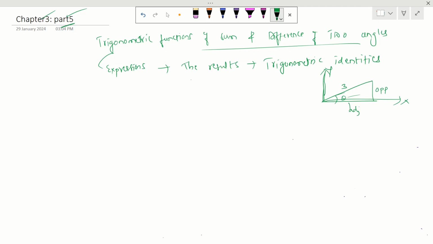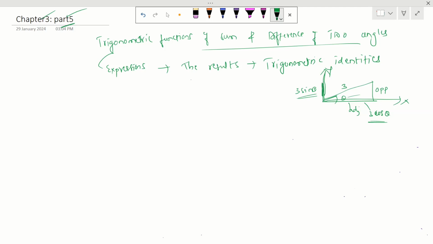So we are resolving it in two different directions. The y axis becomes 3 sine theta, and the x axis becomes 3 cos theta. When we are resolving this 3, which is at an angle, we get two components, x and y. The y component is 3 sine theta, and the x component is 3 cos theta.